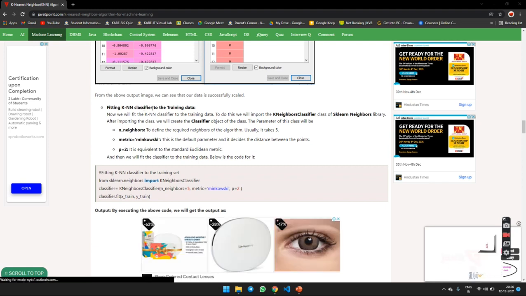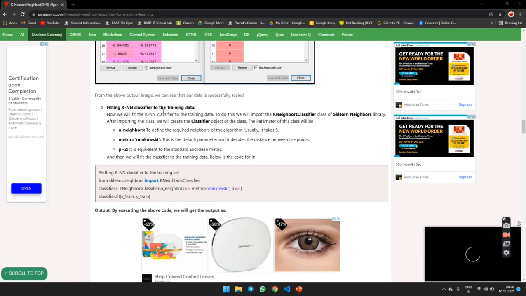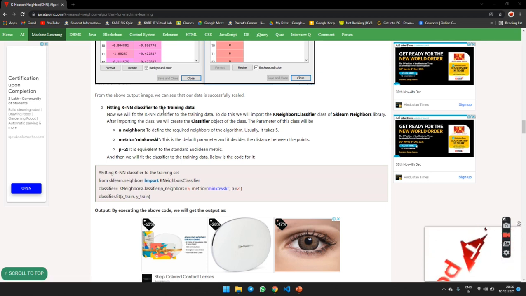Now we will fit the k-nearest neighbor classifier to the training data. To do this, we will import the KNeighborsClassifier class from the sklearn neighbors library. After importing the class, we will create the classifier object of the class. The parameter will be n_neighbors, to determine the number of neighbors for the algorithm. Usually it takes 5.